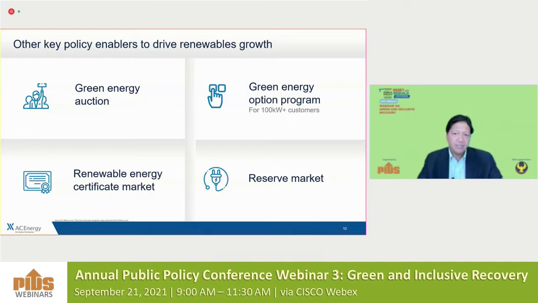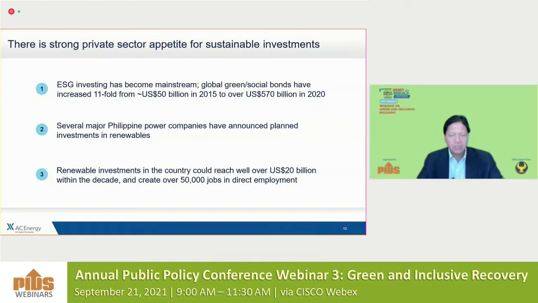So these are just four of many enabling policies out there, but I think that these are worthwhile to call out for a call to action to really enable this green-led recovery. The next page is my final slide, just on the private sector aspect. Assuming and given these developments on the regulatory front, there is already very strong appetite.